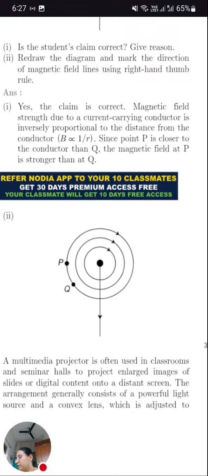Is it clear? Vivek, is it clear? Vivek, 37-second question.